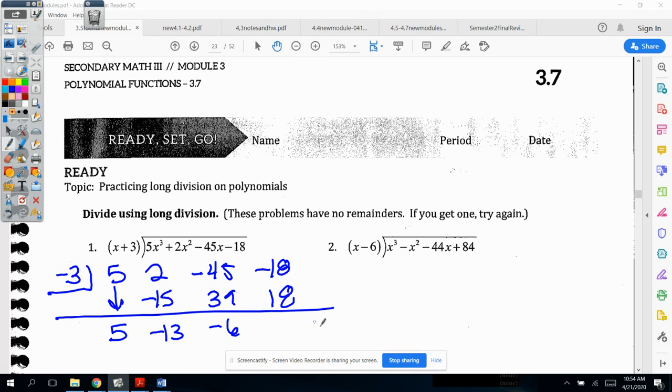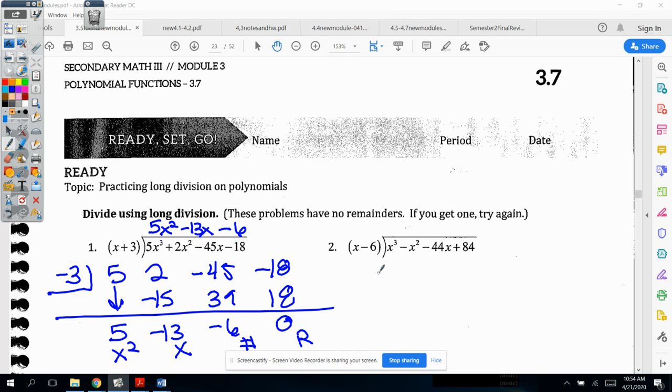They told you there was not going to be a remainder, so that's good. Some of you did forget to finish these problems. This is the remainder, that's the number, the x, and the x squared. You have to actually write the answer. So that's 5x squared minus 13x minus 6.